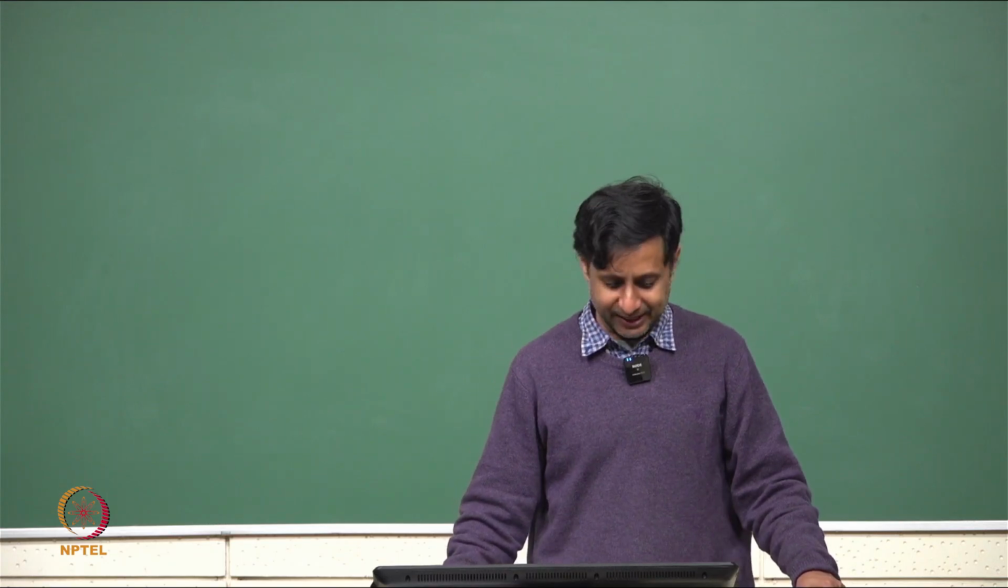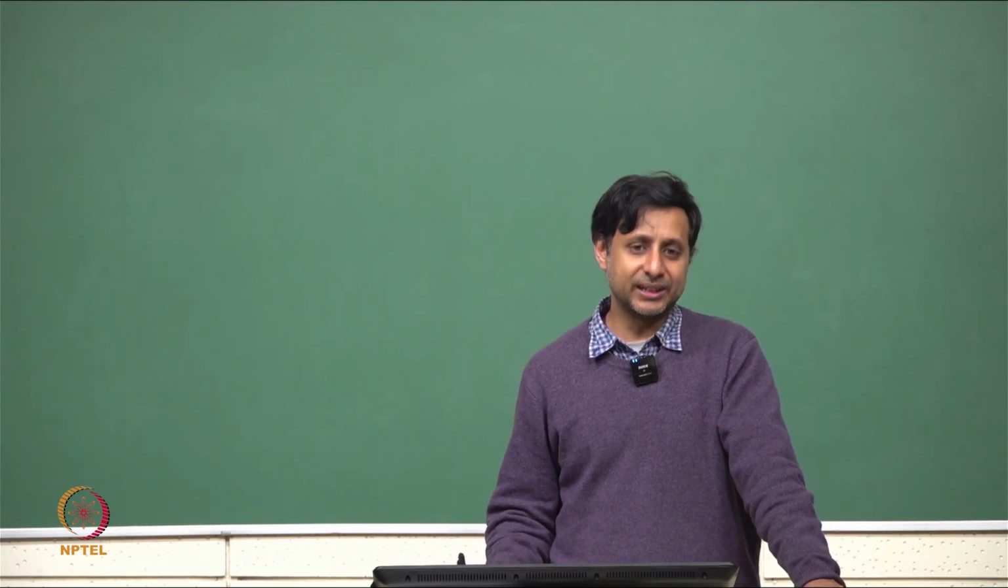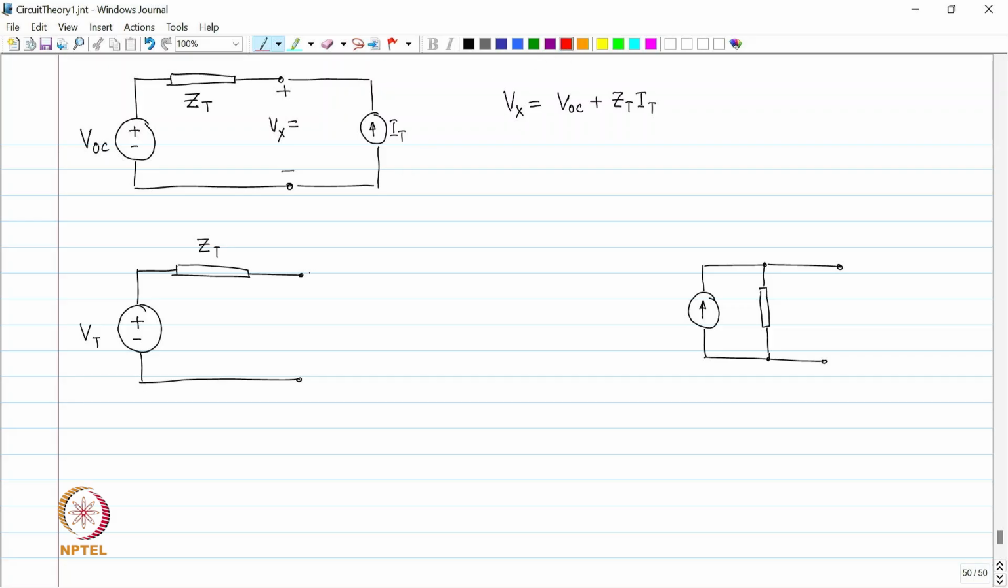Fine. All right. So, VT, ZT. I could find the short circuit current for this also. What is it? VT by ZT. And driving point impedance, what is the driving point impedance for VT, ZT? ZT is the driving point impedance. So, the Norton model for this is VT by ZT in shunt with ZT. Right.